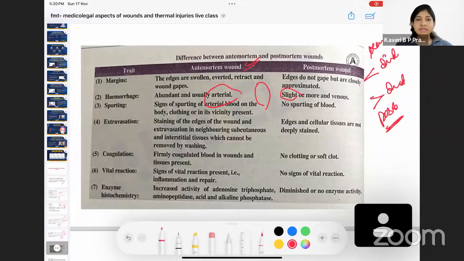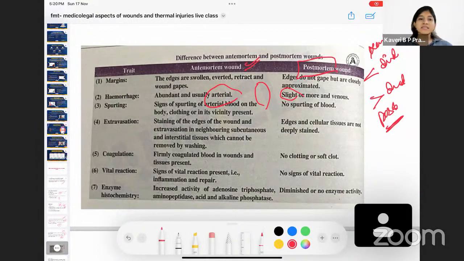Now, coming to spotting, as I told you, whenever there is an antemortem wound, it is arterial bleeding that is seen. And whenever there is arterial bleeding, there could be spotting. Because we already know that arterial bleeding is always going to spot out, and venous bleeding isn't going to spot out. Therefore, because the postmortem wound is venous in nature, there is not going to be spotting.